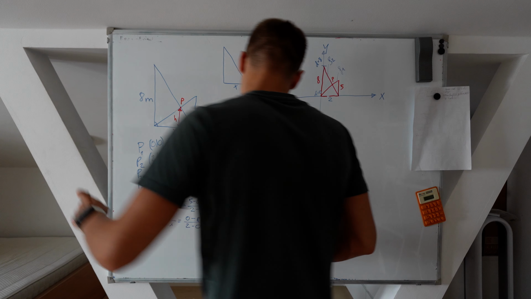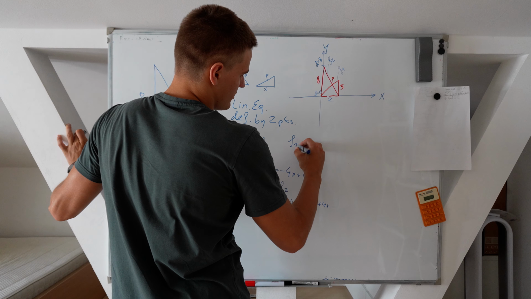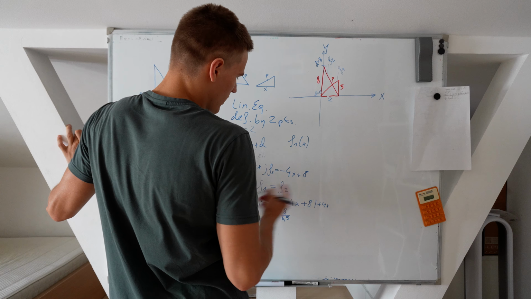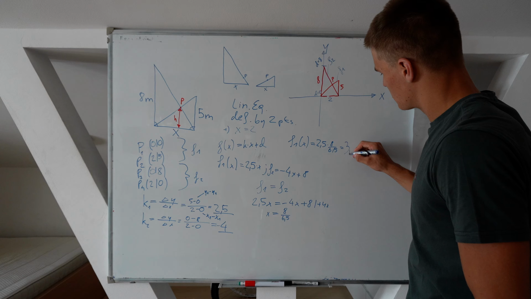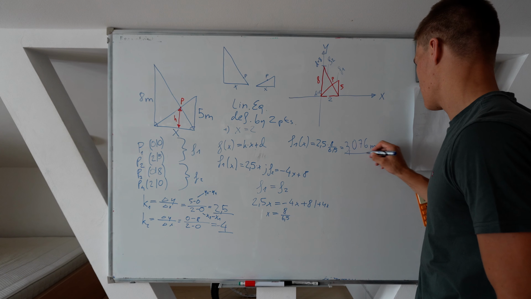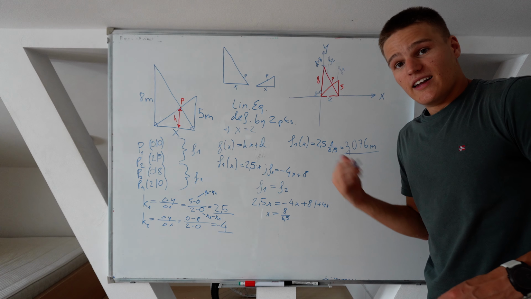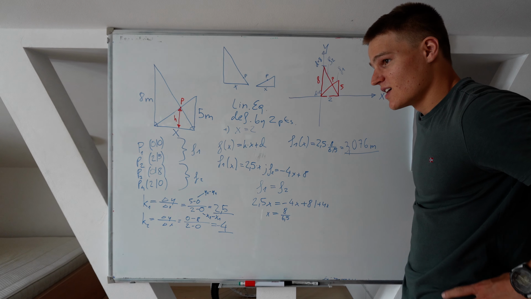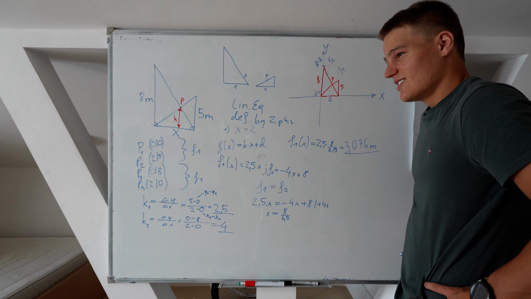Easy. Let's do that. f1 of x equals 2.5x. Simple, right? 2.5x times 8 over 6.5. And if I remember correctly, and you plug this into the calculator, it comes out as 3.076. Let's just say this is meters, okay? Good. And here you have it. Here is an answer, 3.076.